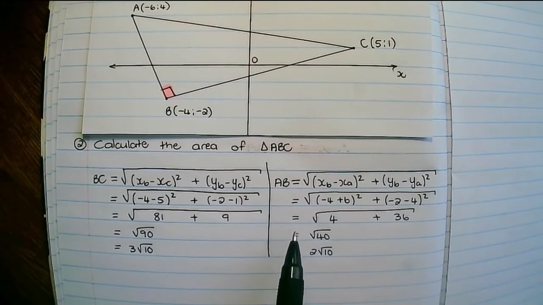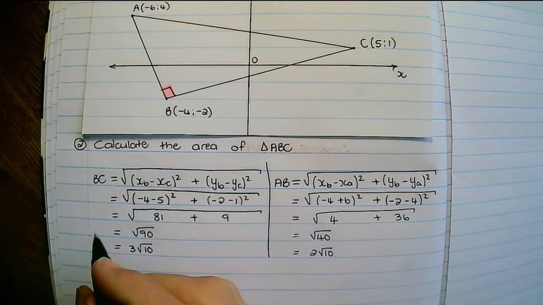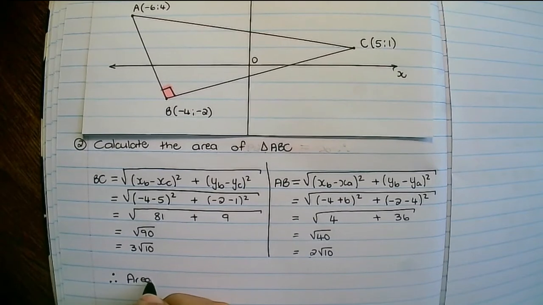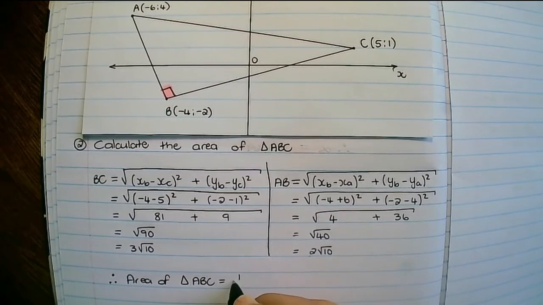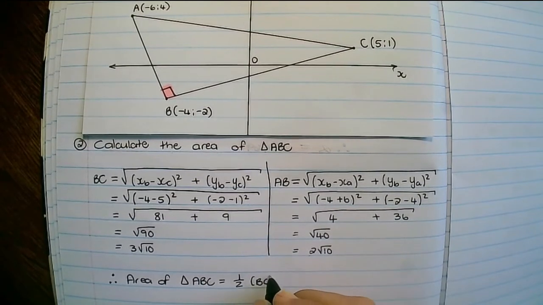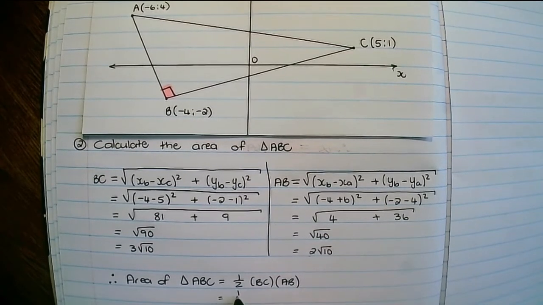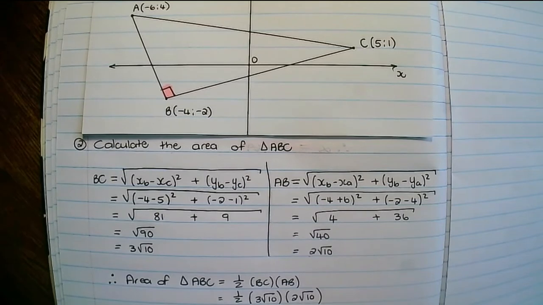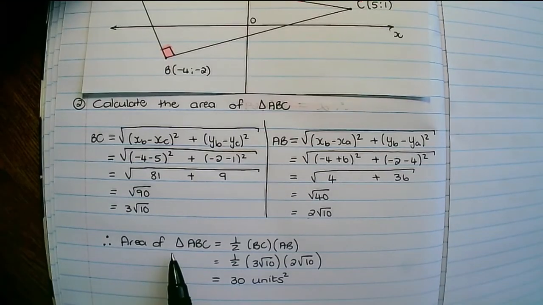So I see that the length of the line AB is 2 square root 10. And because it's a right-angled triangle, I can say the area of triangle ABC is equal to half of the base, BC, times the height, AB. So that is a half times 3 square root 10 times 2 square root 10. So therefore, the area of triangle ABC is 30 square units.